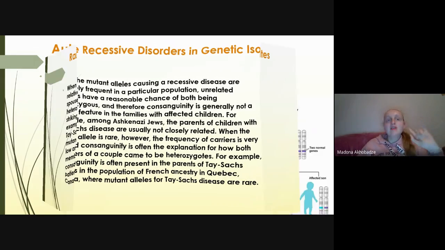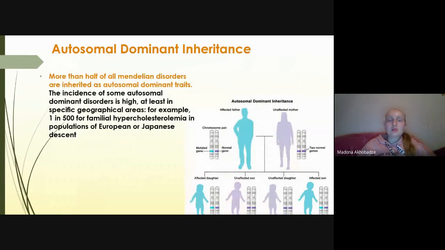Okay. So now let's talk about autosomal dominant inheritance. We said we defined what the ways of inheritance are.